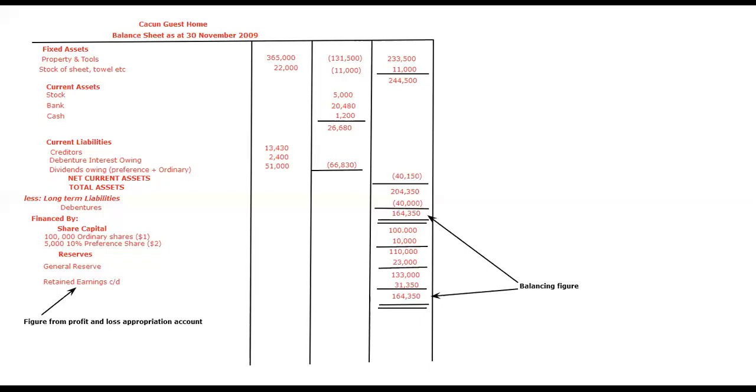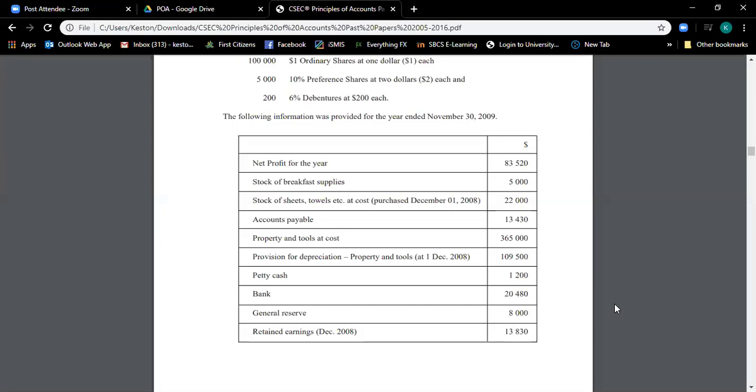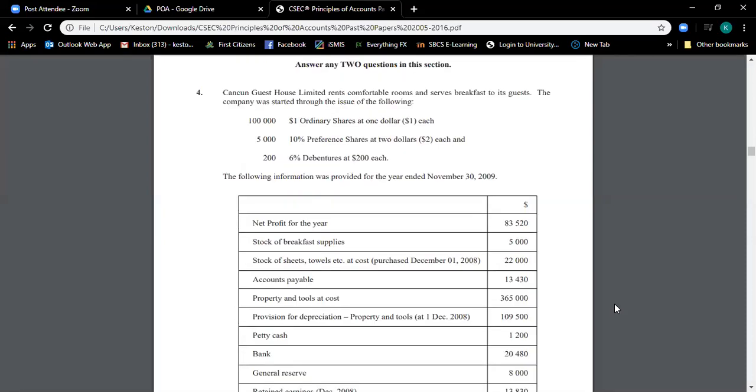All right, so we're looking at the solution to part B of our May 2020 question here on company accounts. Let me just get that share screen with the question. Right, so this is the question here. We were looking at it a while ago. This is Cacun Guest House, and we're in part B right now. So we're looking at the balance sheet actually, right?